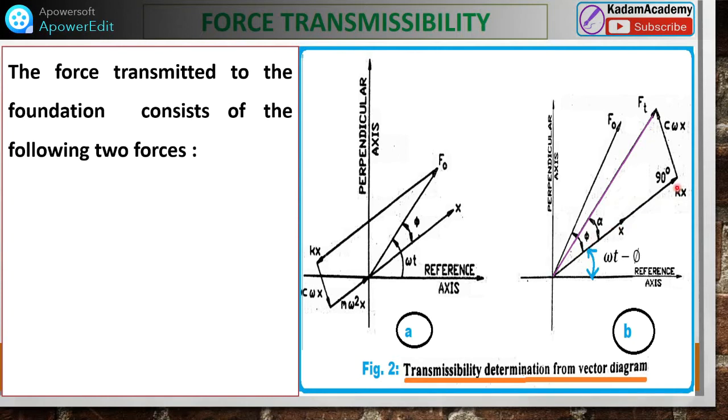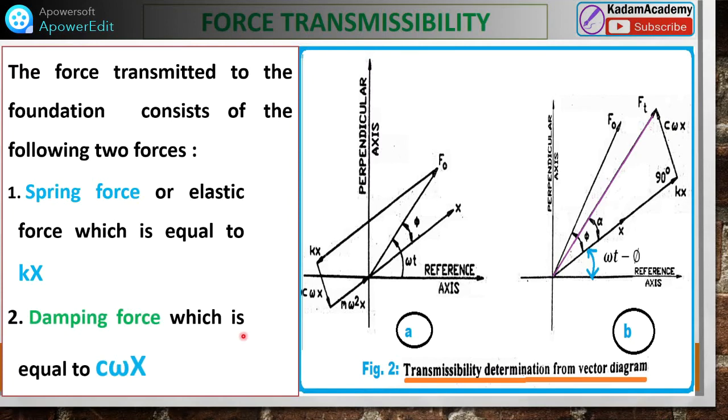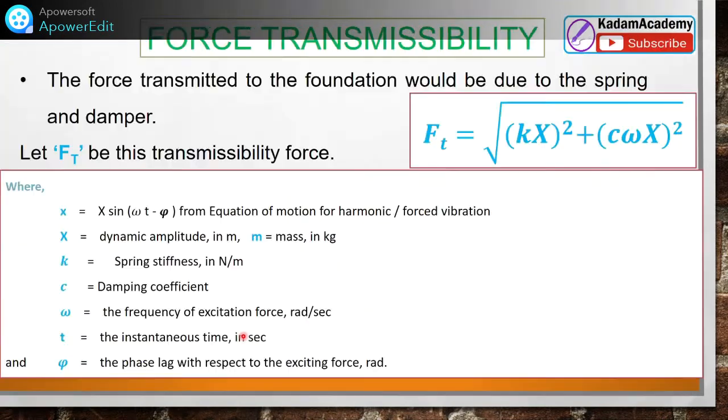This Ft is lagging, and these two forces are 90 degrees out of phase with each other, and this vector sum is nothing but the Ft. That is the study. So what are those forces? The spring force, that is the elastic force, is equal to Kx, and the damping force is equal to C omega x.